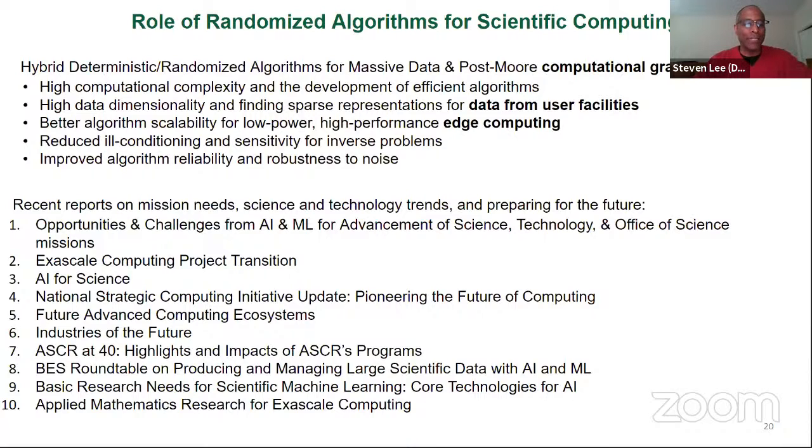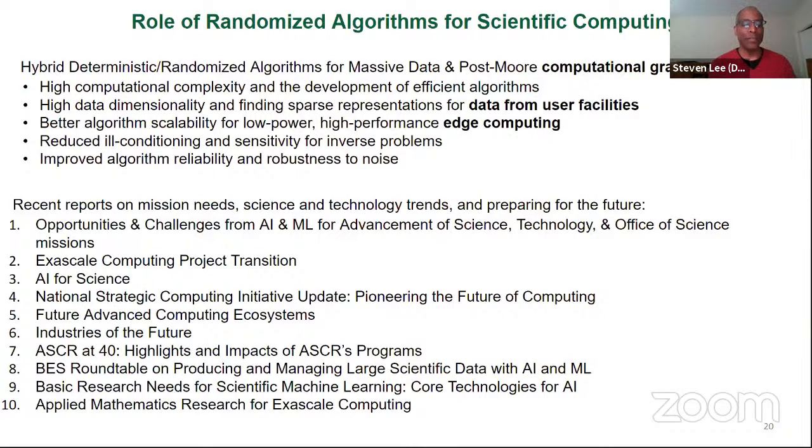So to help make a compelling case for this, and as Tammy mentioned, we also have a resources tab on the webpage today that just gives a top 10 list, so to speak, of recent reports that not only highlight our mission needs, but also indicate the science and technology trends occurring over the next decade and thinking in terms of preparing for the future. So for example, the first one is an advisory committee report that was just posted last month, laying out a 10-year roadmap and Office of Science initiative for the use of AI and machine learning for the advancement of science and the Office of Science missions.